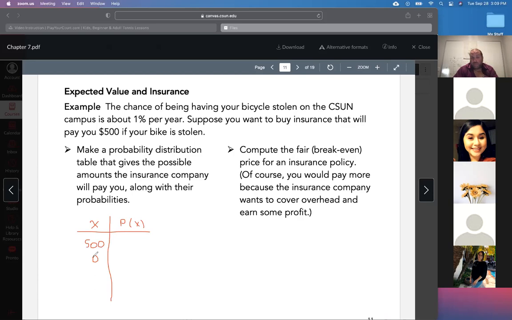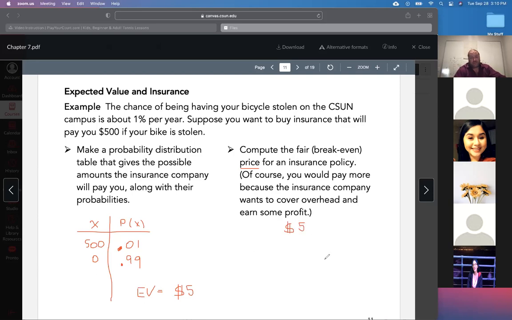Yes. Now, what is the probability that they're going to give you $500? 0.01. And what is the probability that they're going to give you $0? 0.99. So what is the expected value that they give you? 5. Okay, the expected value is $5, which means the fair price would be $5.